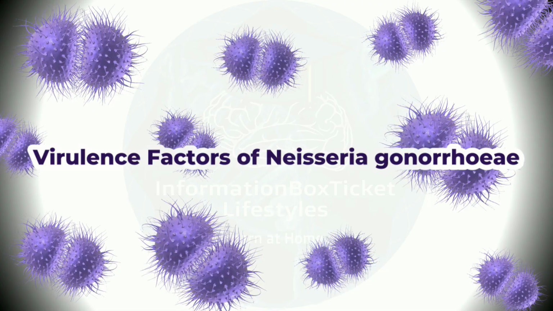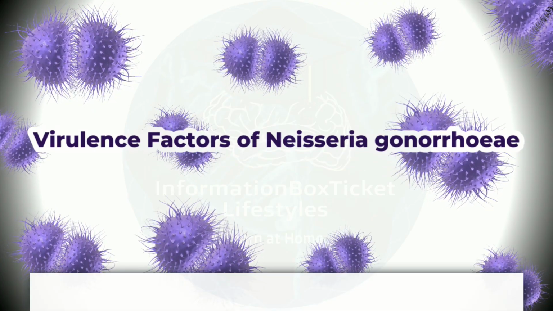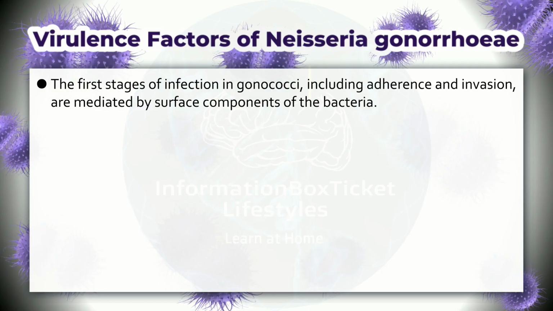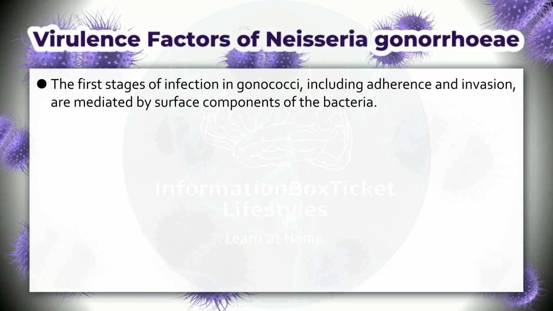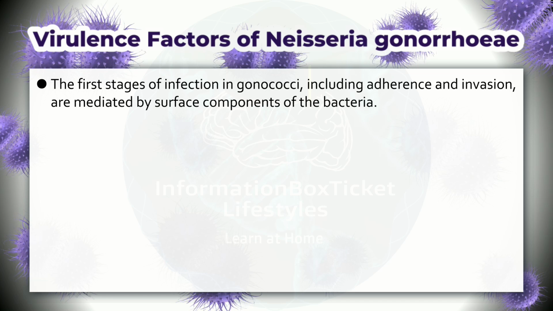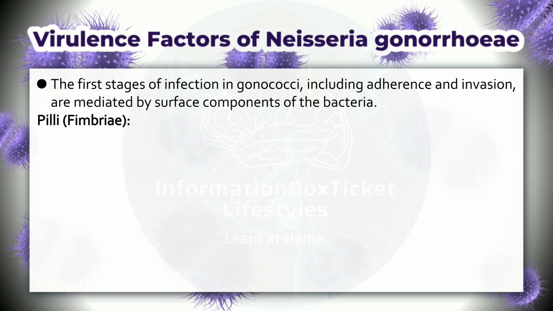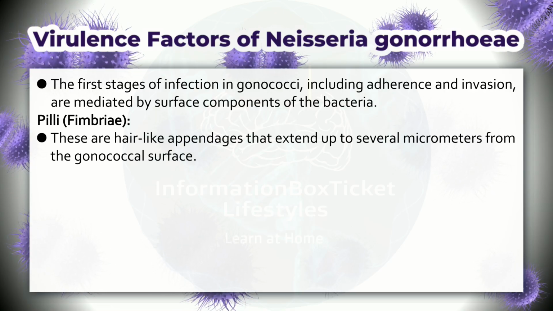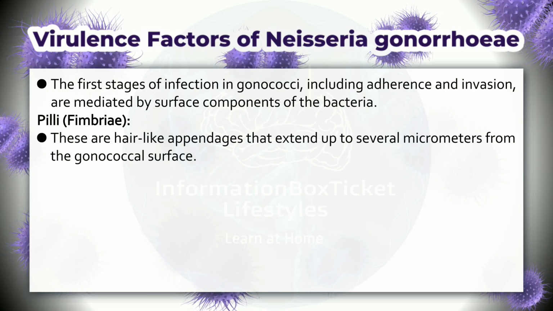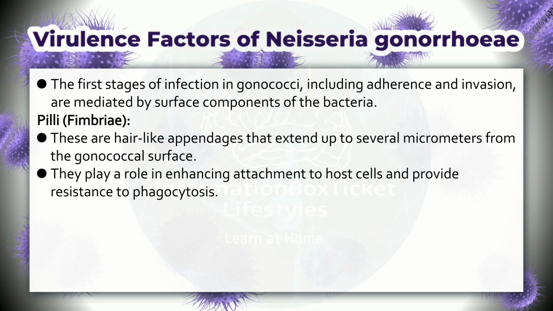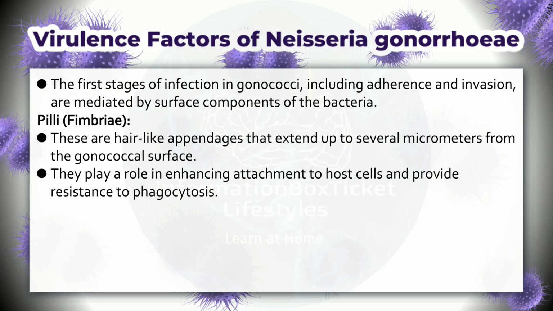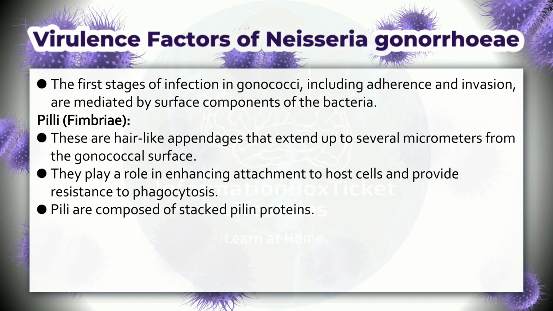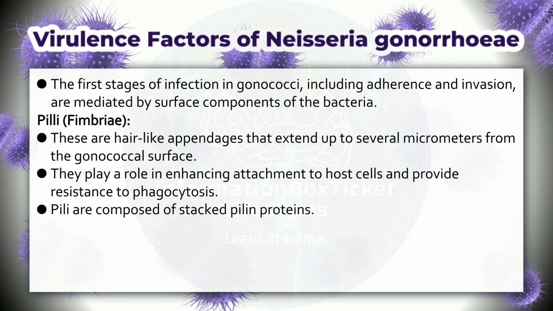Virulence factors of Neisseria gonorrhoeae. The first stages of infection in gonorrhoeae, including adherence and invasion, are mediated by surface components of the bacteria. Pili, fimbriae. These are hair-like appendages that extend up to several micrometers from the gonococcal surface. They play a role in enhancing attachment to host cells and provide resistance to phagocytosis. Pili are composed of stacked pilin proteins.